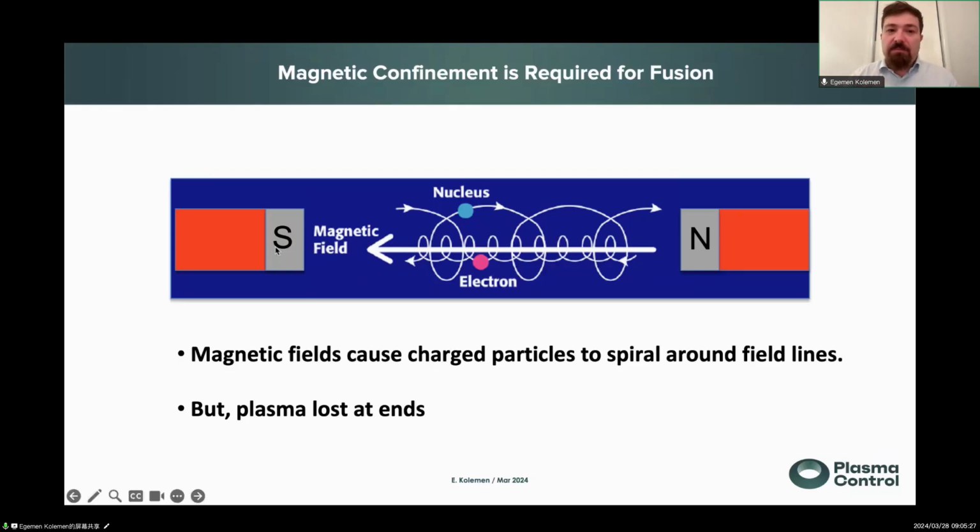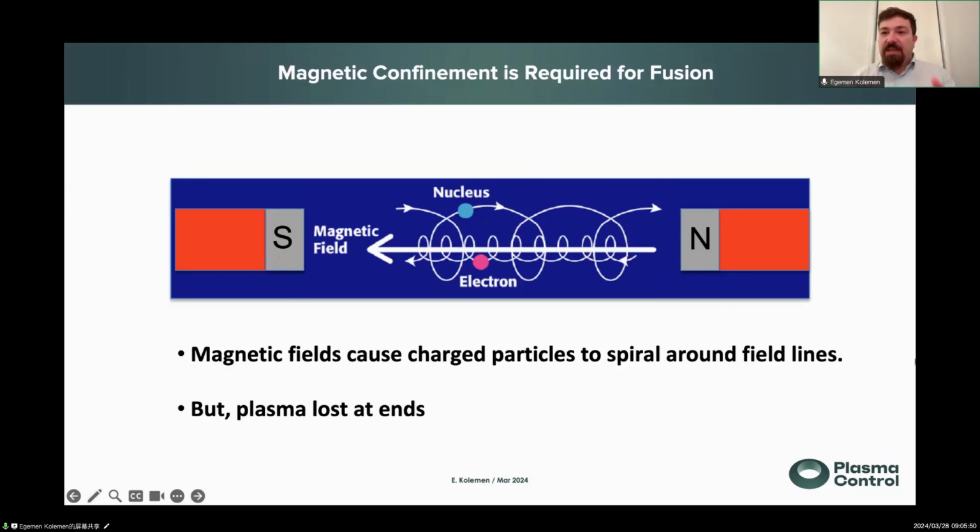As you know, if you have a magnet, with a South Pole and a North Pole, and you have a magnetic field this way, electrons and ions gyrate around that magnetic field. They're confined in this region. They don't fly off in this direction. But what happens is that at the end of the day, they hit the edge. They hit the magnets. So this is not ideal, obviously.